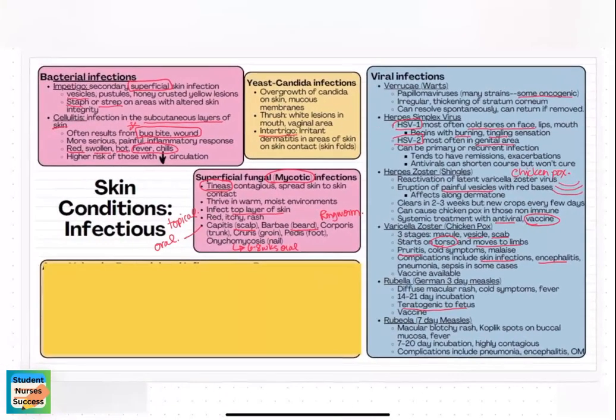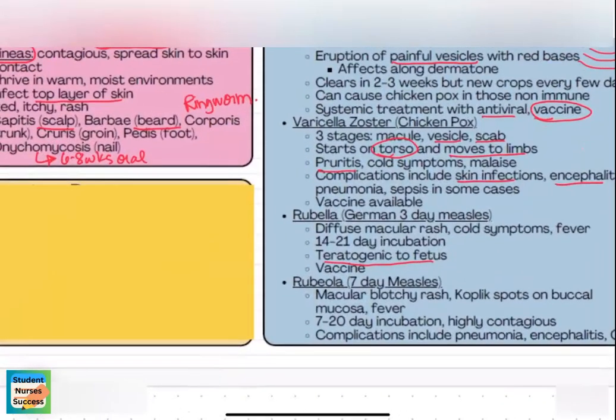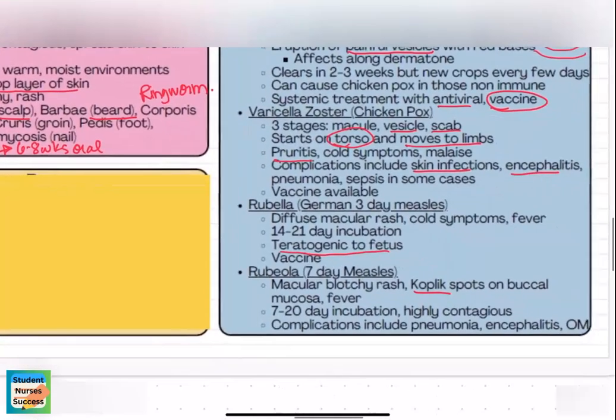And the last of the viral infections is rubeola, or the 7-day measles. Again, you get this macular blotchy rash, similar to the rubella, but in addition, you're going to have these things called Koplik spots on the buccal mucosa. So there'll be some white bluish spots inside the mouth that are characteristic of 7-day measles or rubeola. Incubation period is anywhere from a week to up to 3 weeks. It is highly contagious. A lot of complications from rubeola: pneumonia, encephalitis, otitis media, or ear infections.